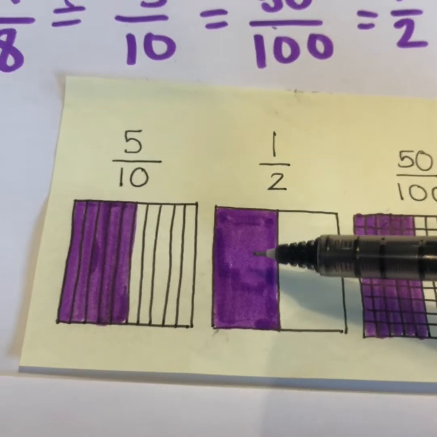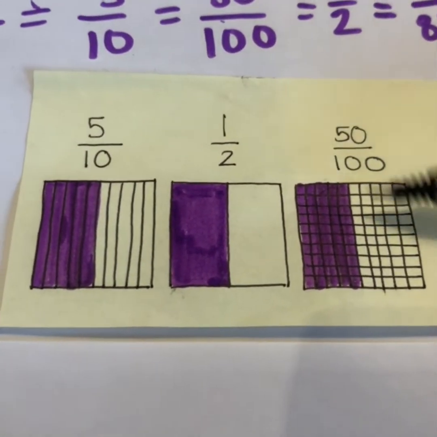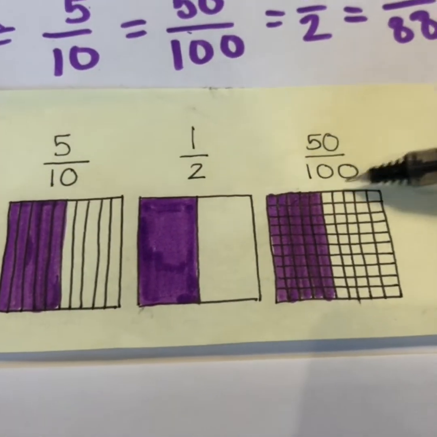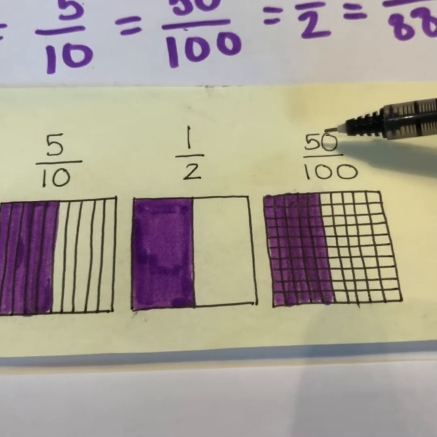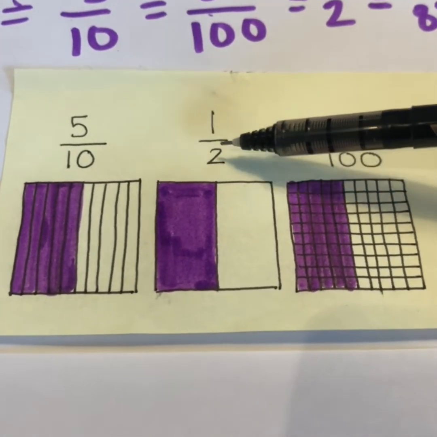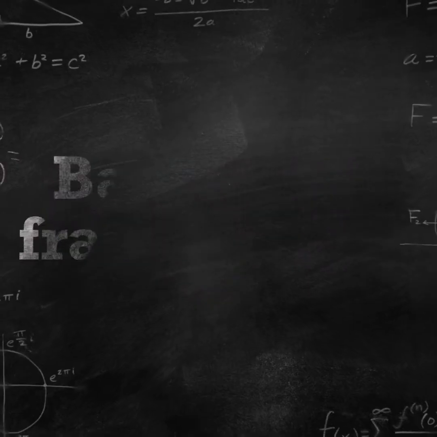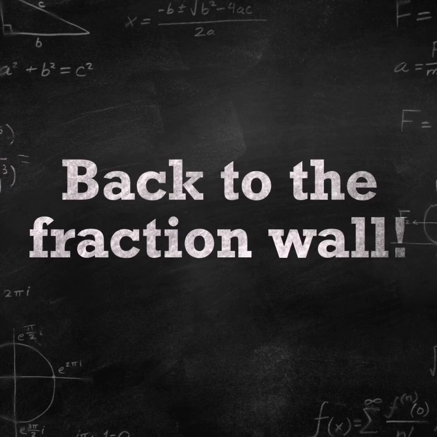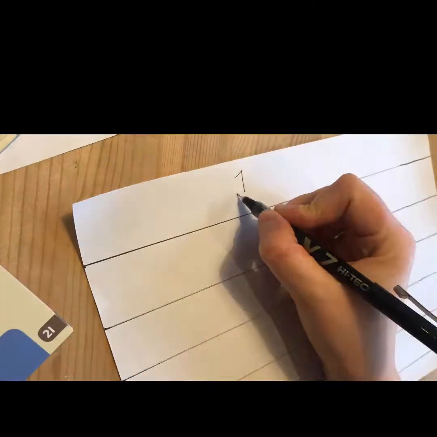1 out of 2 coloured in and 5 out of 10 parts. So they are all equivalent, even though the fractions look completely different. But they follow one rule, that the numerator is half of the denominator. So 1 is half of 2, 5 is half of 10, and 50 is half of 100. Okay, so back to the fraction rule. These are a really good tool to help us learn equivalent fractions. So we're going to create one ourselves.